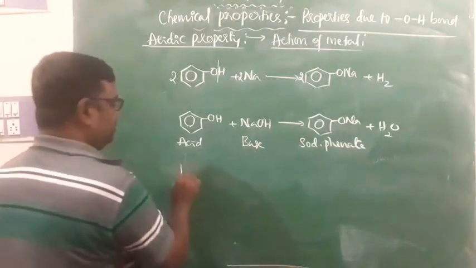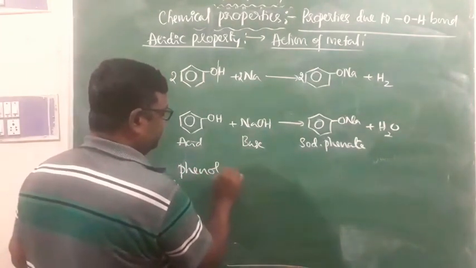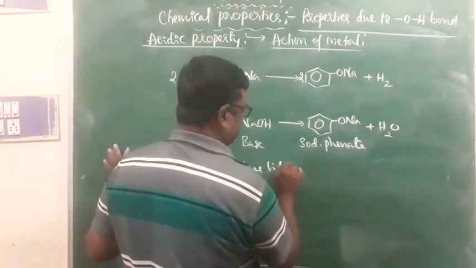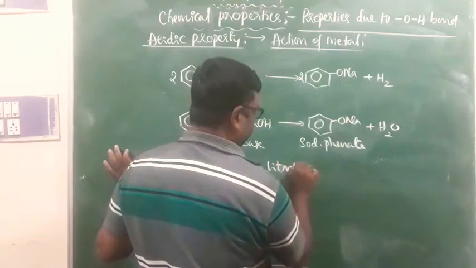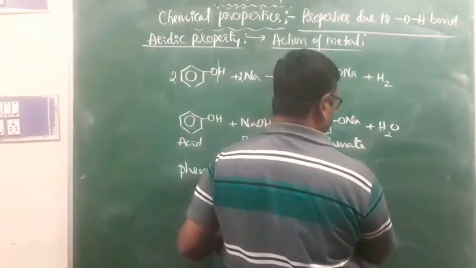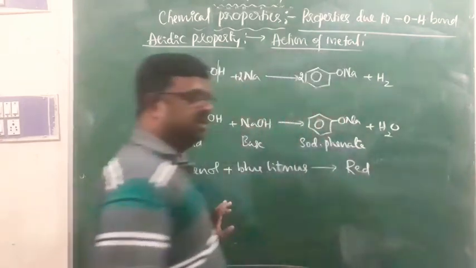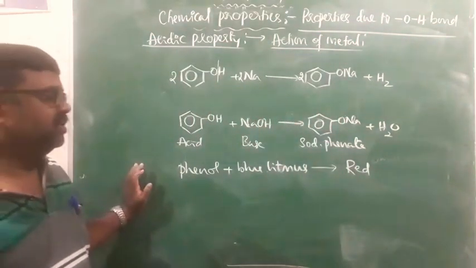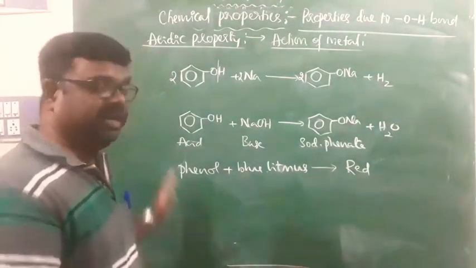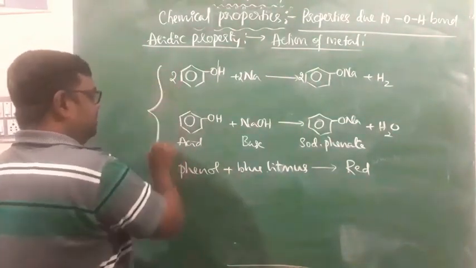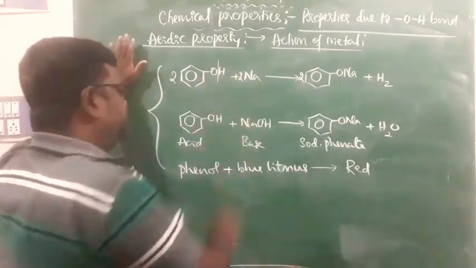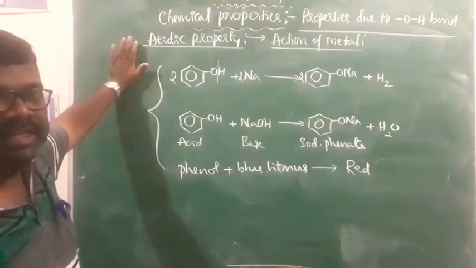Apart from that, when a solution of phenol is added to blue litmus solution, it becomes red. That means phenol solution turns blue litmus red, and that is another evidence for the acidic property of phenol. So these are all the reactions where phenol is acting like an acid.